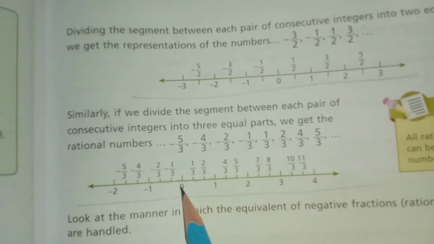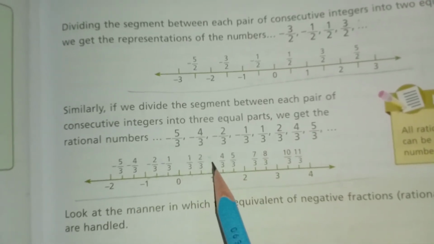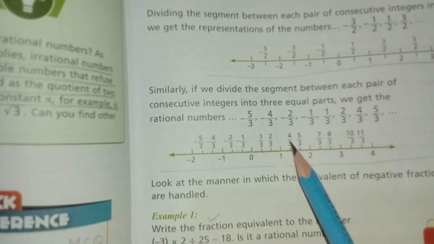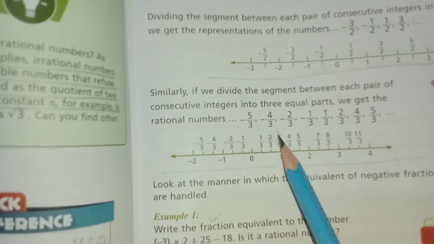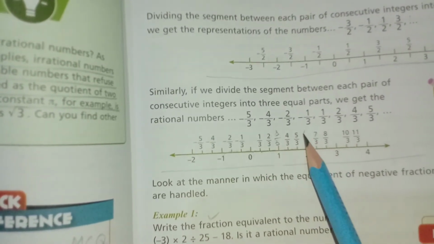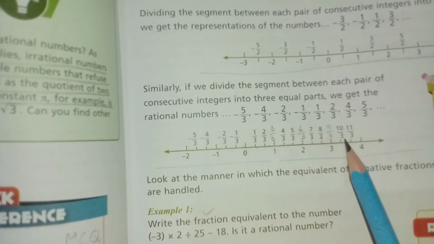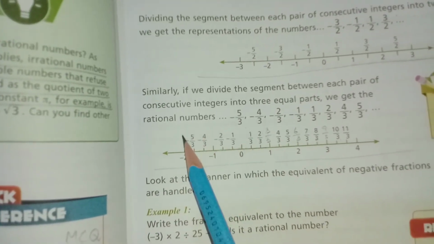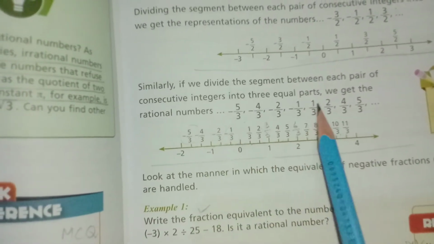So we have to put the numbers 0, 1/3, 2/3. This is 3/3. This is 4/3, 5/3, and this is 6/3, 7/3, 8/3 and this is 9/3, 10/3 and 11/3. Like here, on the negative side also. So we have to put -5/3 here, -4/3, -2/3, -1/3, 1/3.